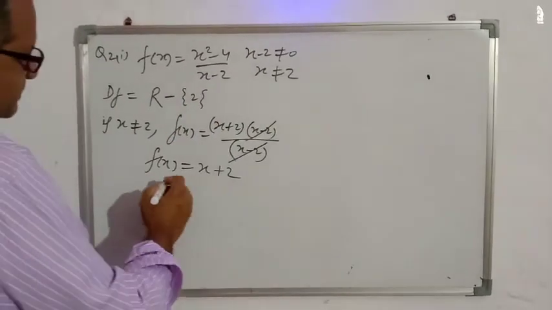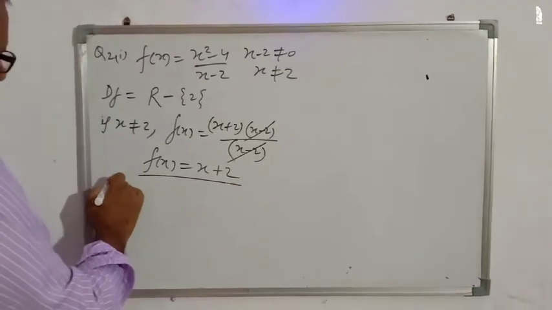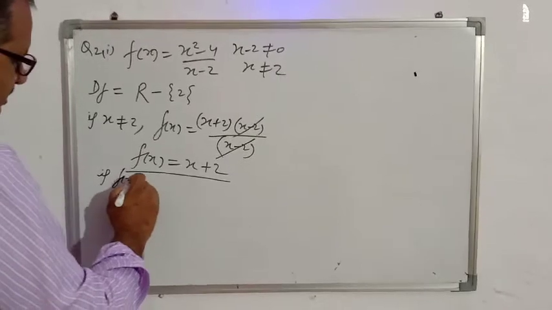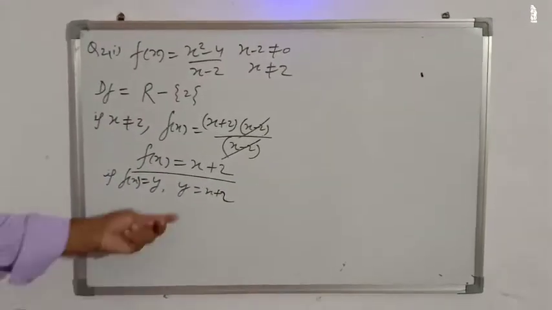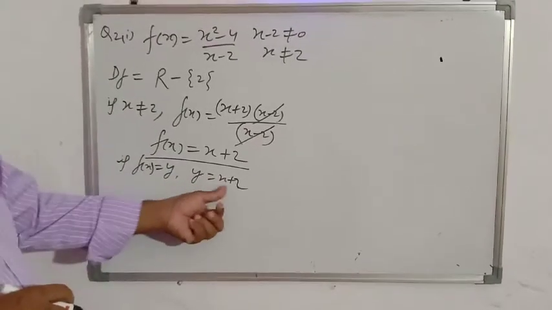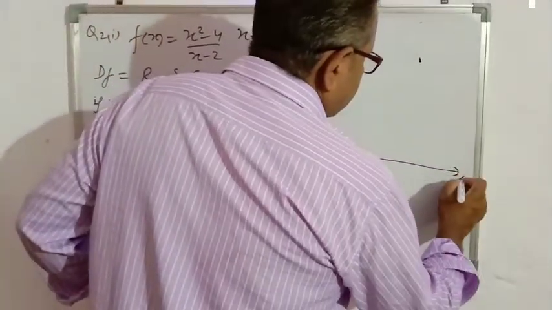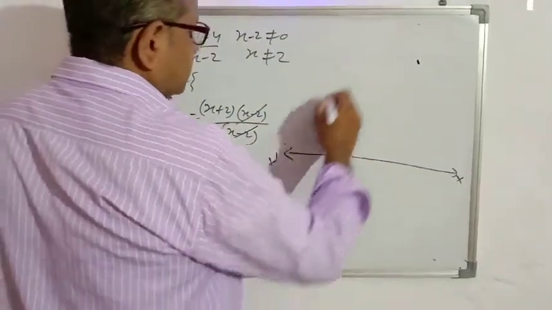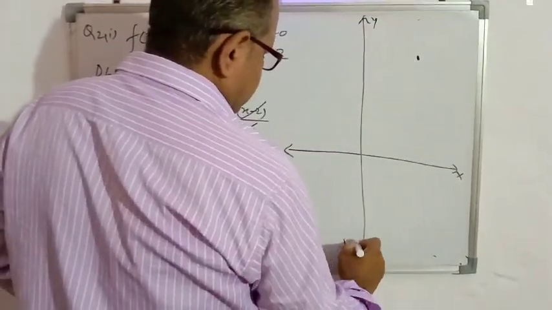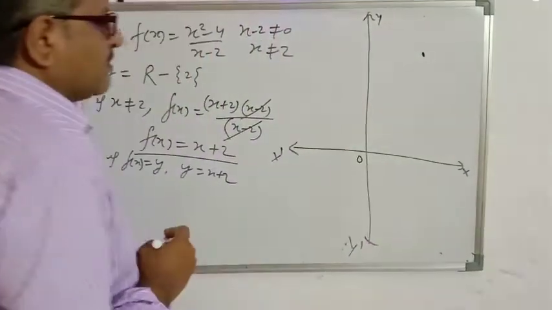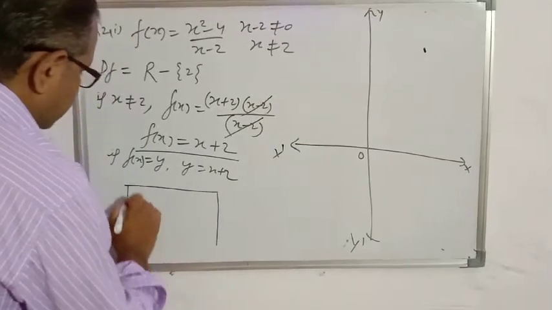Again we see that it is a linear equation in two variables. f(x) means y, so we can write y is equal to x plus 2. Again it is a linear equation in two variables, so its graph will be a straight line. So this is the x-axis, this is the y-axis, the origin. Make the table.